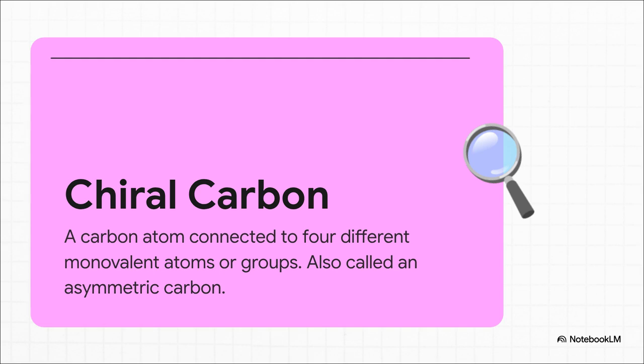Okay, so think about carbon. It loves to form 4 bonds. Now, if every single one of those 4 bonds is attached to a completely different thing, a different atom, a different group, then that carbon atom is officially chiral. A great way to think about it is like your hands.